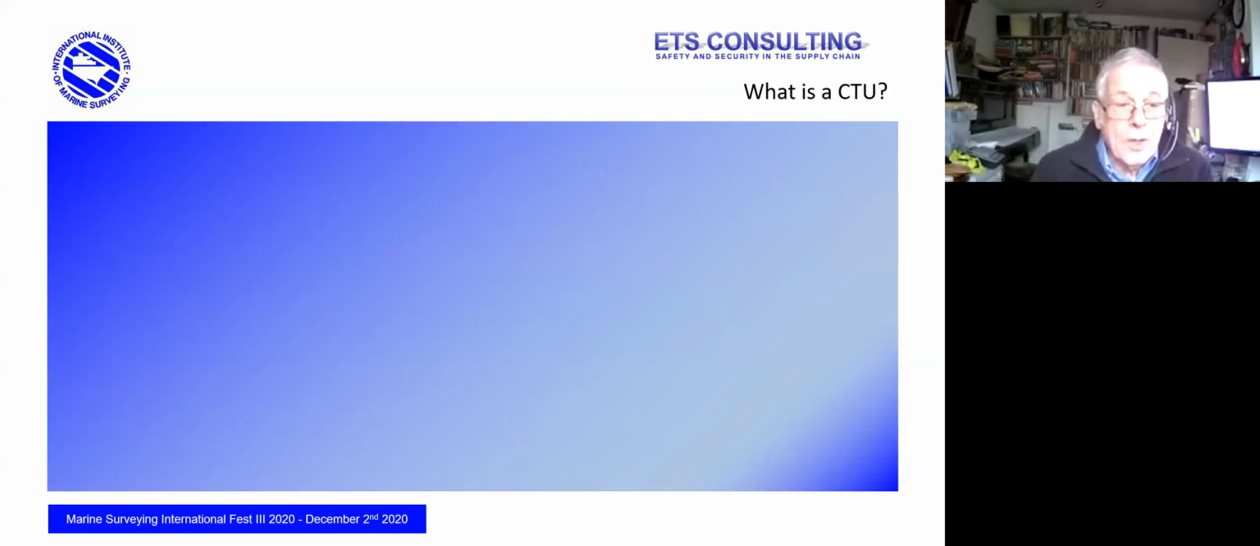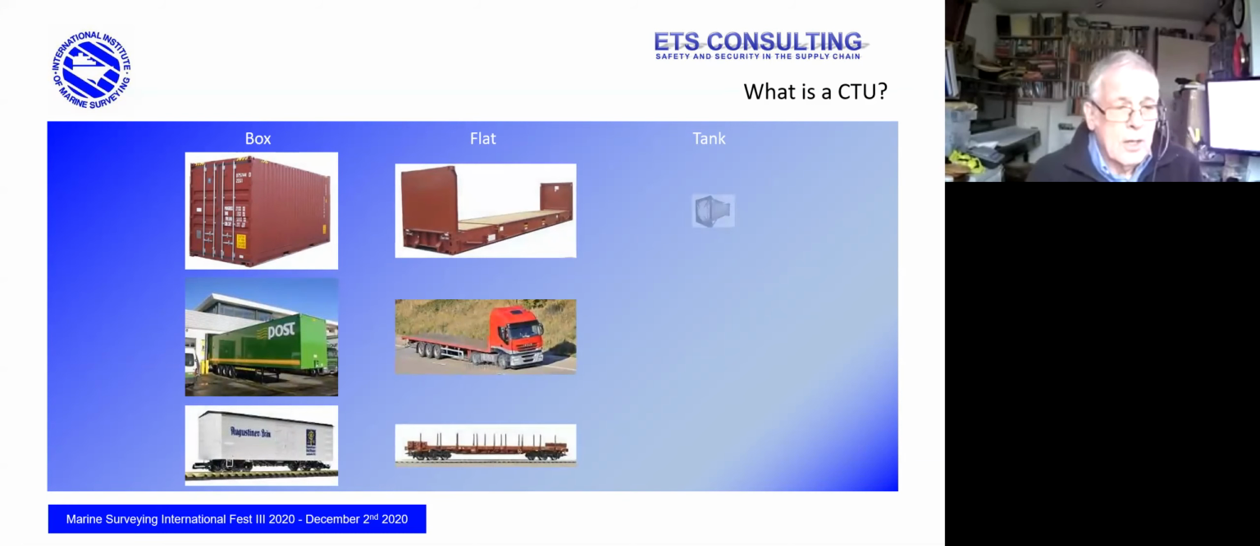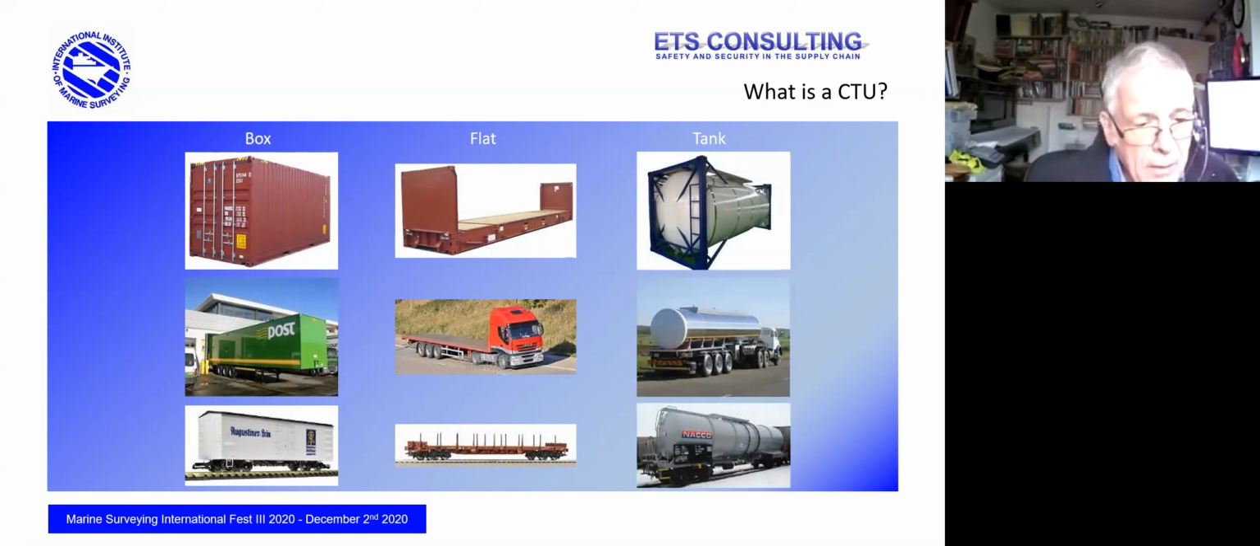The first question is, what is a CTU? I know you're all gasping to find out. Well, basically it's divided into three basic categories. So we have box CTUs, flat CTUs, and tank CTUs. That may not help you any more, so I've got some pictures. Pictures say 1,000 words. So we've got containers, road vehicles, and rail wagons. And you'll notice, of course, the two rail wagons on the bottom left-hand corner are actually models, but I like the pictures, so I've used them in the presentation.